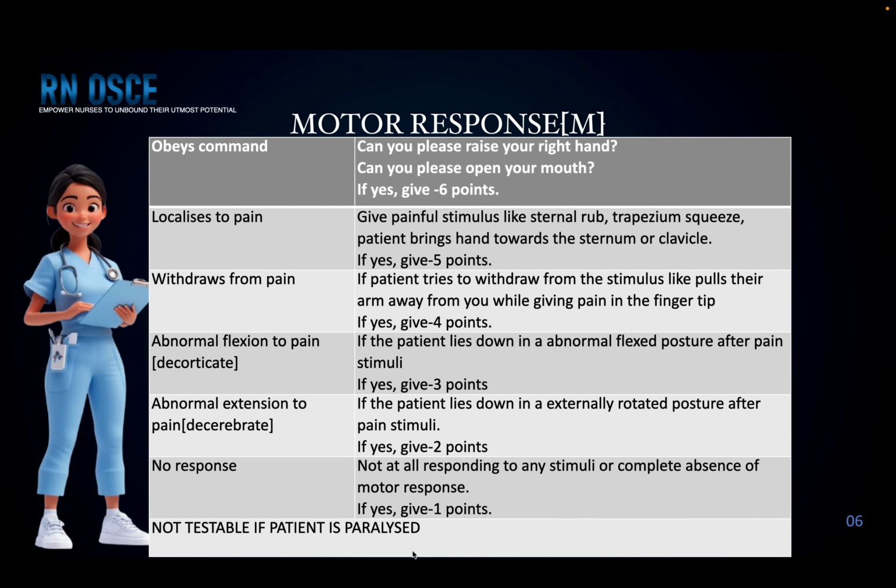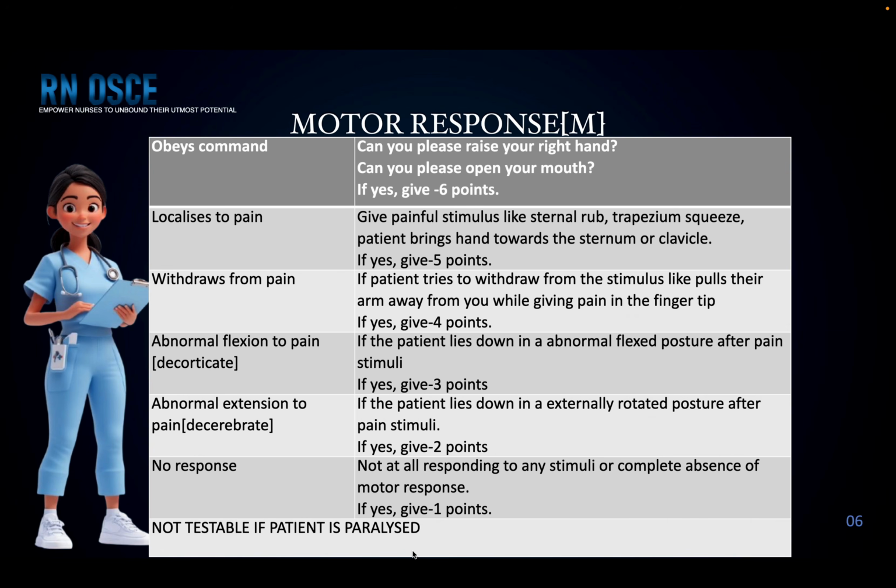Further, you have to assess the motor response of your patient. How? Can you please raise your hand, or can you please open your mouth? Okay, the patient is doing that, you can give 6 points. If not, give a painful stimulus like a sternal rub or a trapezium squeeze. The muscle is located in the shoulder band.